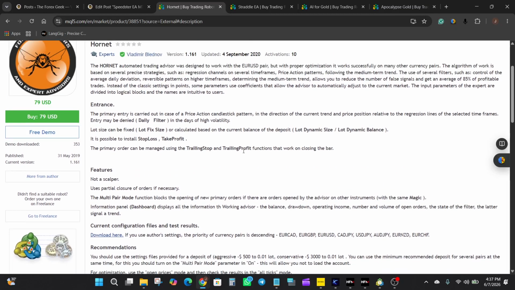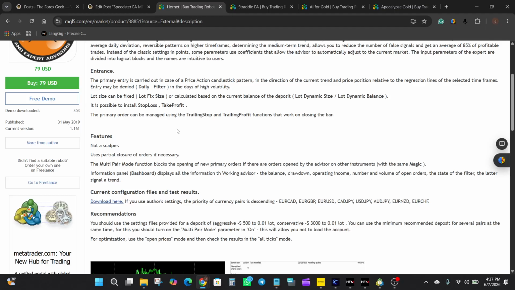Another interesting part mentioned here is that some parameters are not fixed in traditional point values, but instead use coefficients. This means the EA can adjust certain calculations dynamically depending on market conditions, which adds a layer of adaptability in how it behaves. Moving into the settings area, we also see flexible money management options. The EA can operate with fixed lot sizing, or it can calculate position size dynamically based on account balance. That gives traders some control depending on their risk approach.